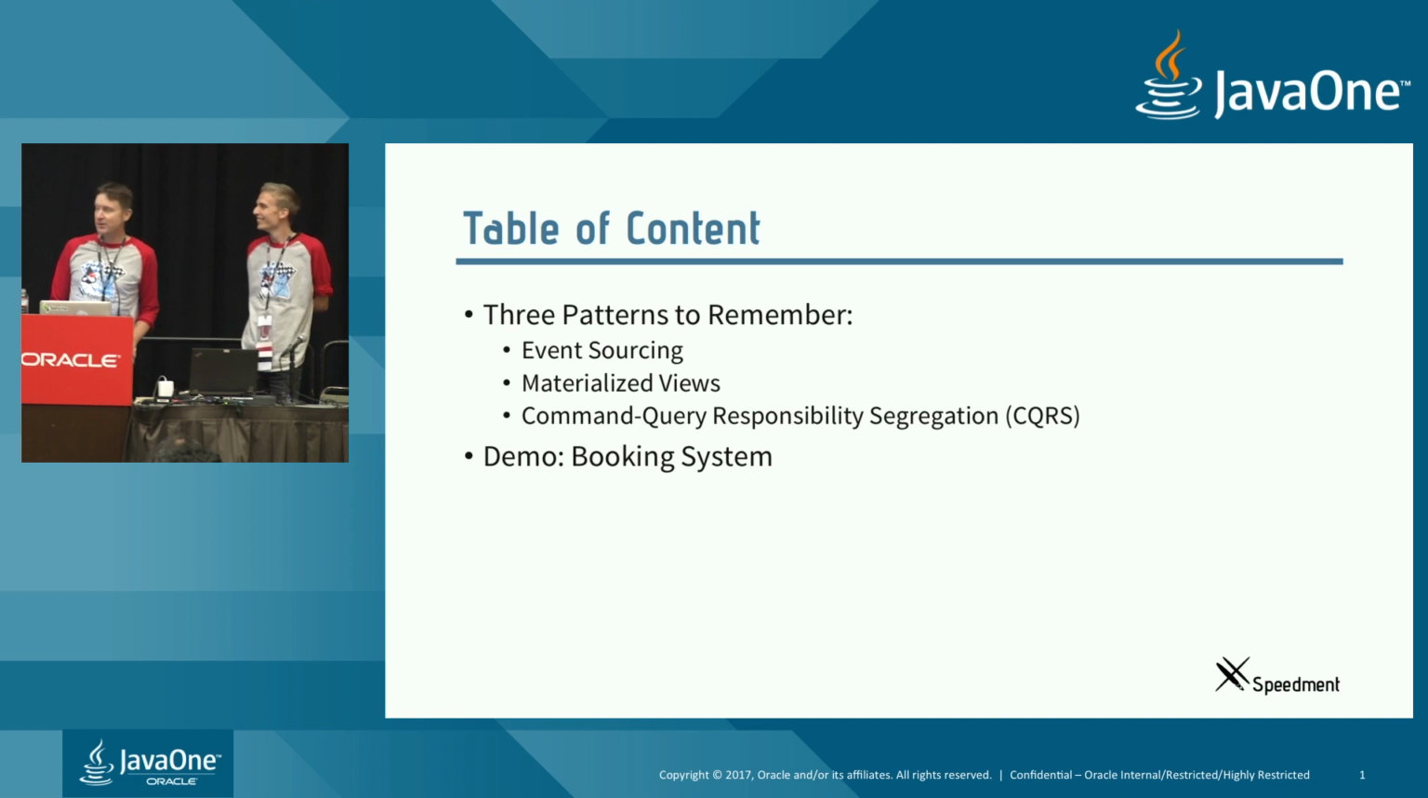So we're going to talk about 3 patterns here. We're going to talk about event sourcing. We're going to talk about something called materialized views and CQRS, which stands for Command Query Responsibility Segregation. I'm going to just briefly mention what it is now.